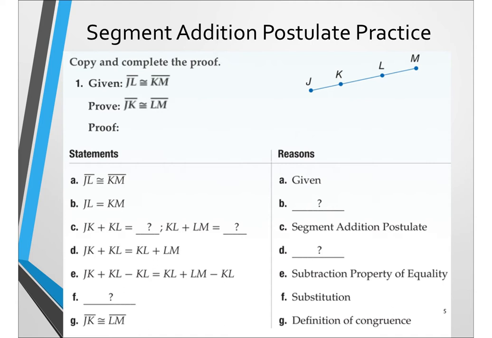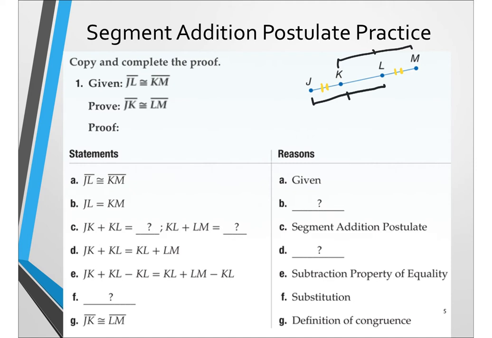All right, so this first one, we are using the segment addition postulate. As a reminder, that is going to be something along the lines of AB plus BC is equal to AC. So, we are given in this proof, JL is congruent to KM. And we want to prove, I'm going to use yellow for what we want to prove. We want to prove that JK is congruent to LM. Now, the yellow stuff is where we're trying to go. We haven't gotten there yet.